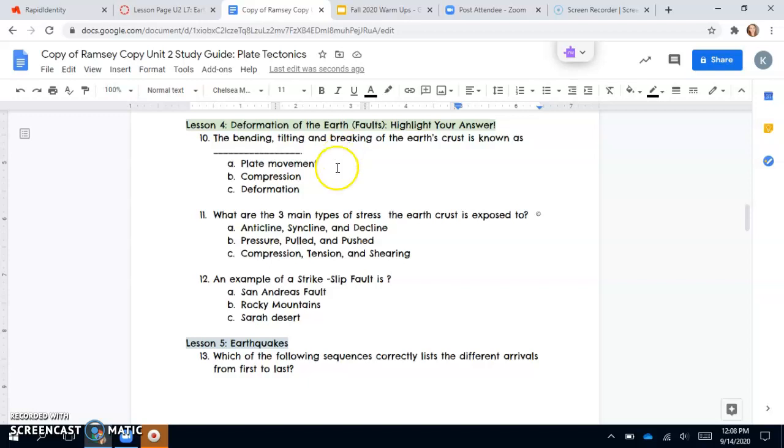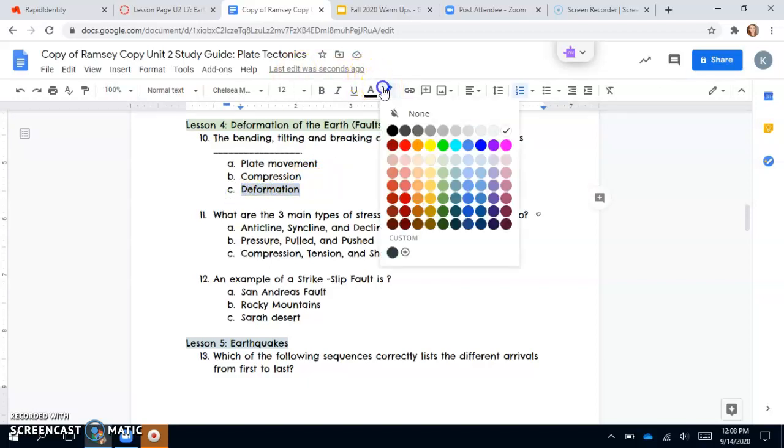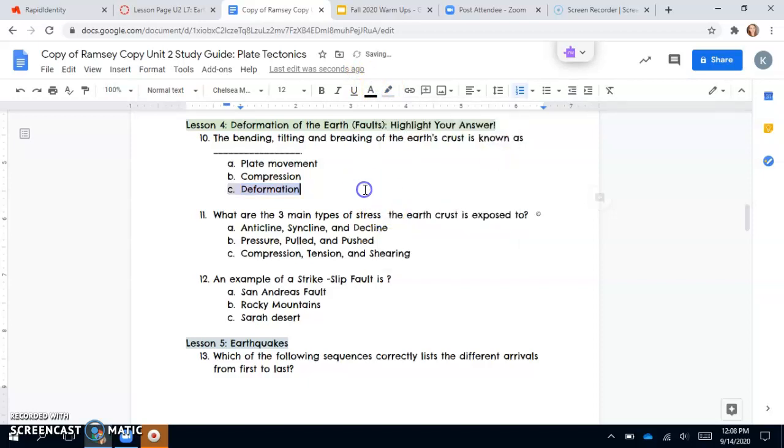Well, since we're talking about deformation of the Earth, we know that the bending, tilting, and breaking is just known as deformation. Plate movement is the movement of the plates, and then compression would be like a squeezing motion, which doesn't really apply here.